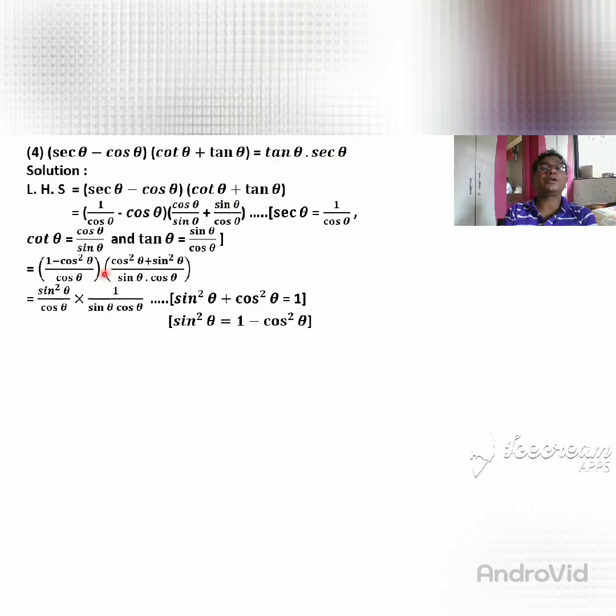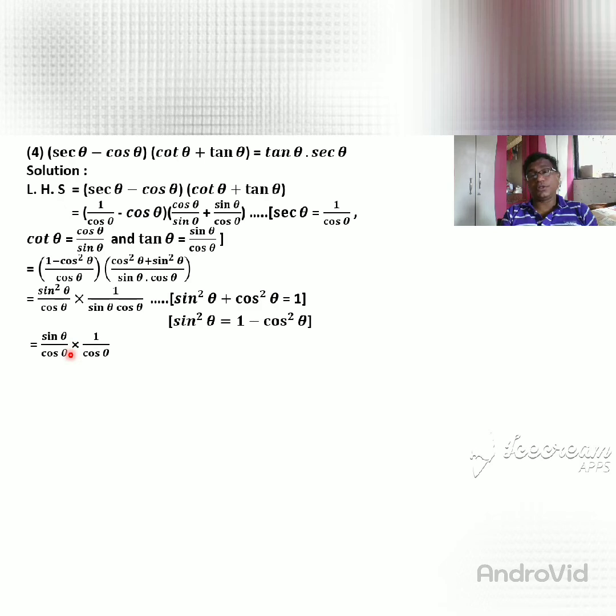Do you understand how I get this 1? Cos square theta plus sin square theta is equal to 1. So 1 upon sin theta into cos theta times sin square theta upon cos theta is equal to sin square theta upon cos square theta. So see, there is sin square theta, here is sin theta, so here 1 sin theta remains. Okay, so you are getting the answer sin theta upon cos theta.